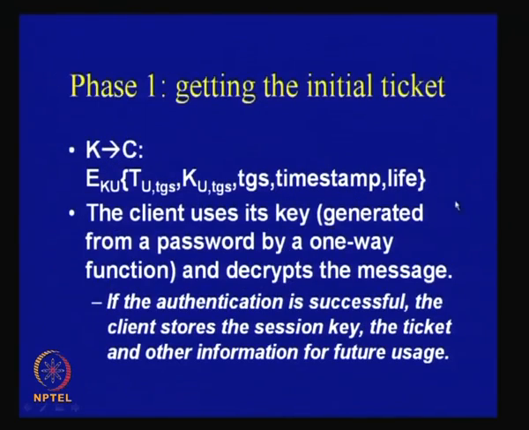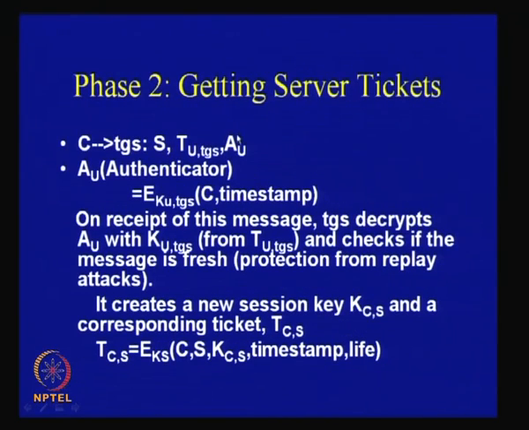Along with it, it also generates an authenticator. The authenticator is very simple. It uses the session key KUTGS, the session key between the user and the ticket granting service, and generates a timestamp along with its own identifier, that is the client's identifier, and sends it along with this message to the ticket granting service.